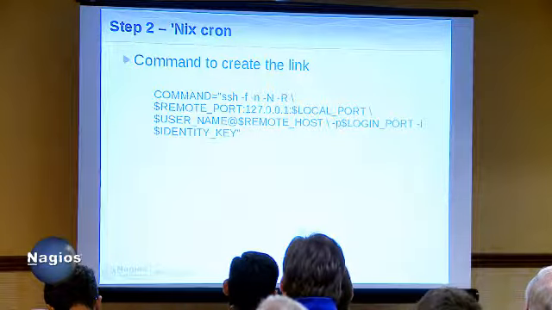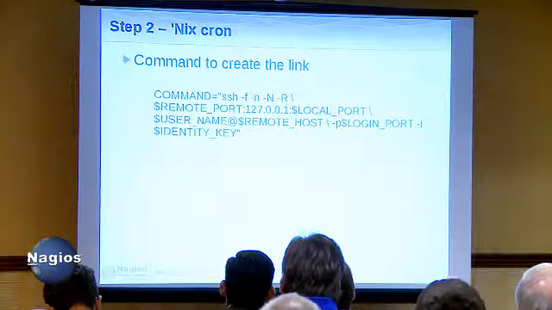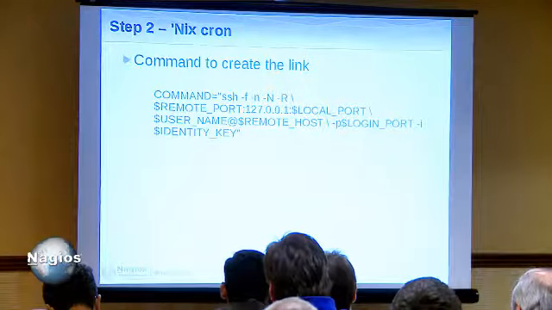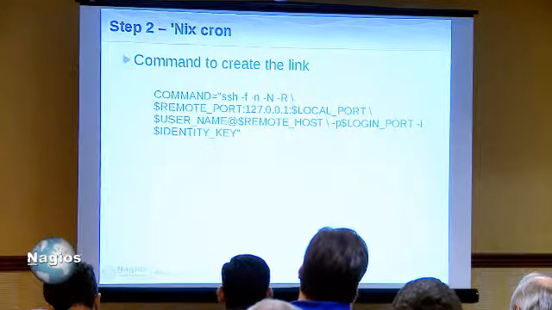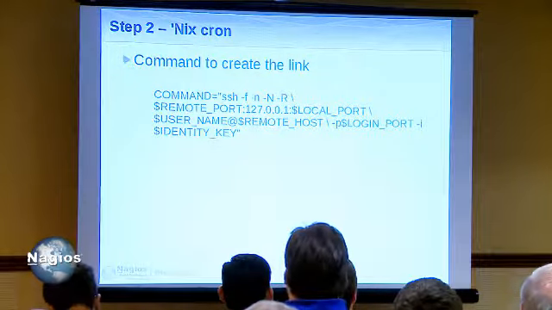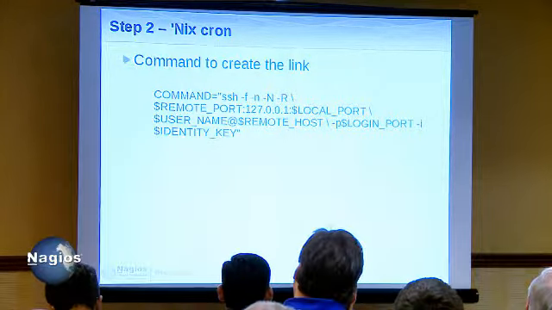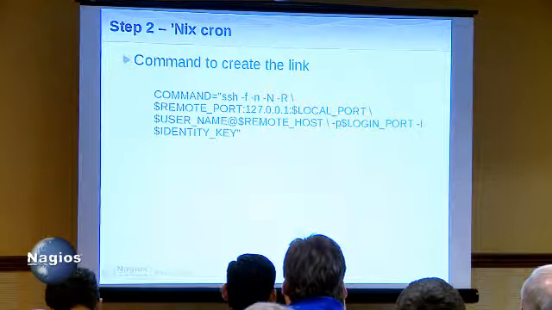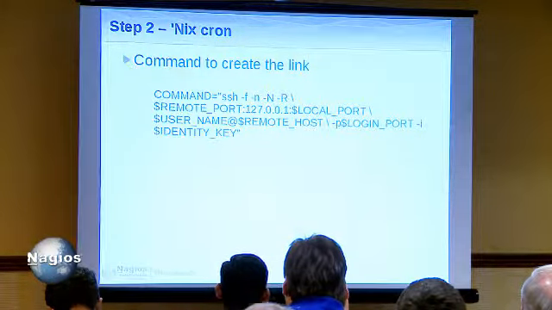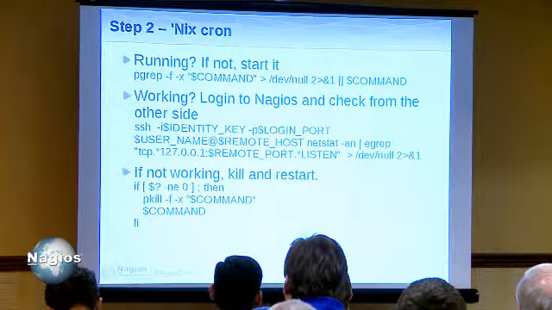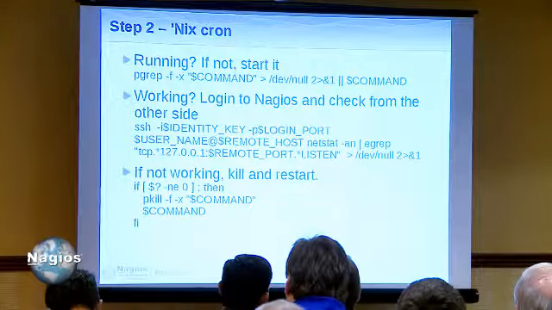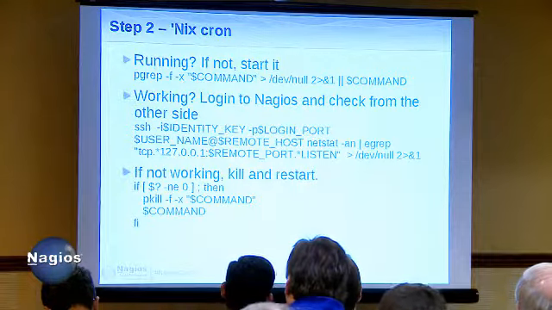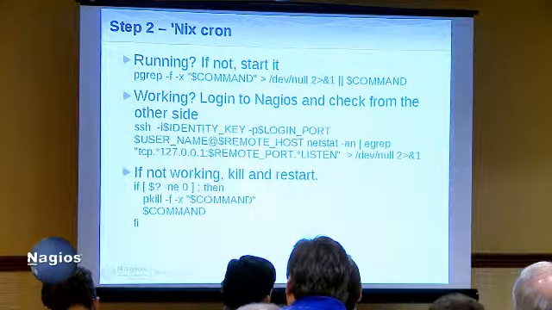Create the link. Here's the base SSH command. Remote port, local port, username, remote host, login port, identity key. Let's finish that. That is one line. I broke it with a backslash here. No, it is just one line when you're typing it. That's the cron job.